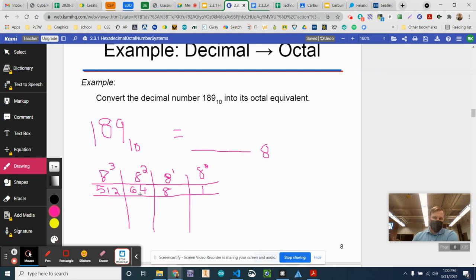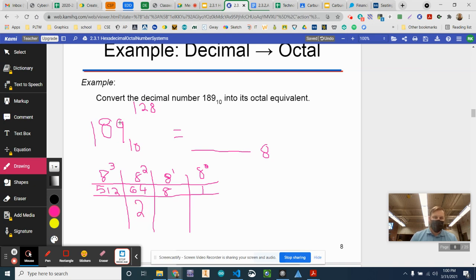How many 64s can I get into 189? Well, we can definitely get 1. Can we get 2? How much would that be? 128. Okay, yeah, so we can get that in there. Can we get 3 in? Another 64 would be 83. That's too much. Okay, but we can get 2 in. So we have 2 in the 64s place.